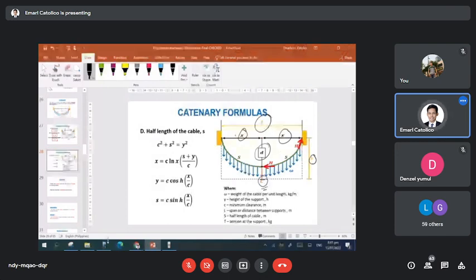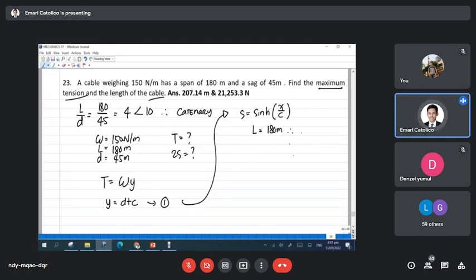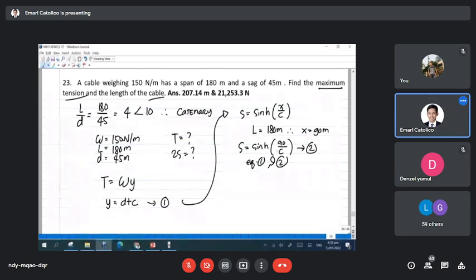So given si L, ano? L is equals to 180 meters. Therefore, x is equals to 90 meters. Okay, so pwede mong i-rewrite yung equation number 2 mo as C sine hyperbolic of 90 over C. So serve natin as equation number 2. Then, siguro pagsamahin natin sa equation number 1 and equation number 2. So therefore, we have Y. Ano formula ng Y natin? D plus C.